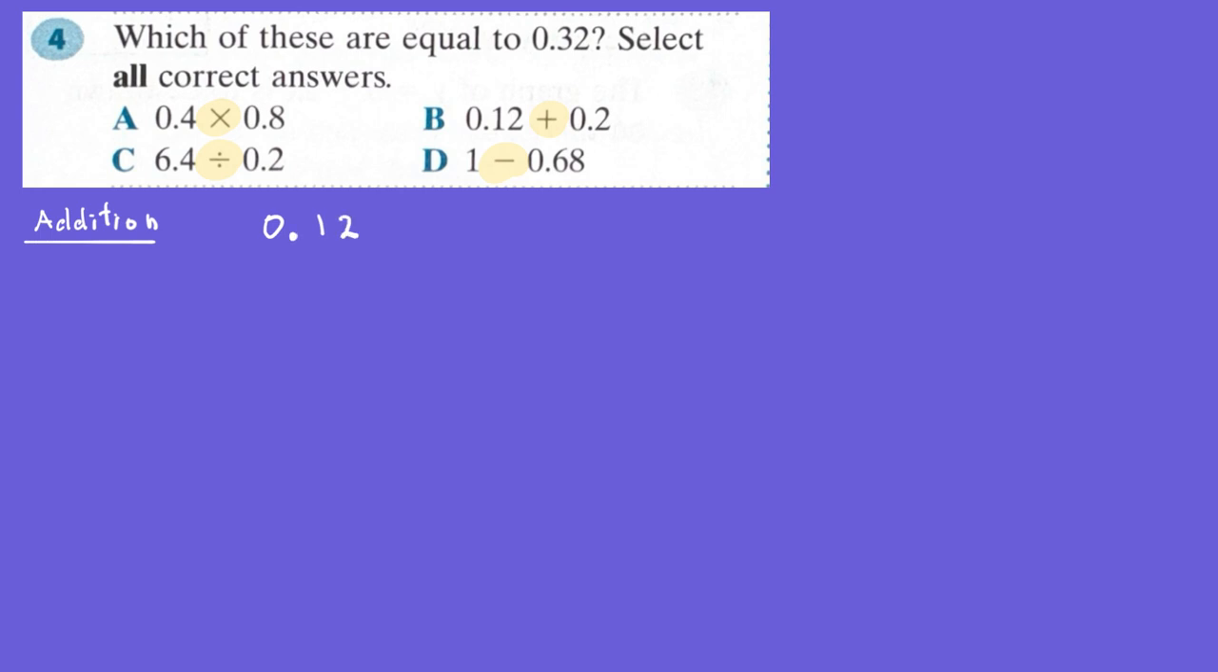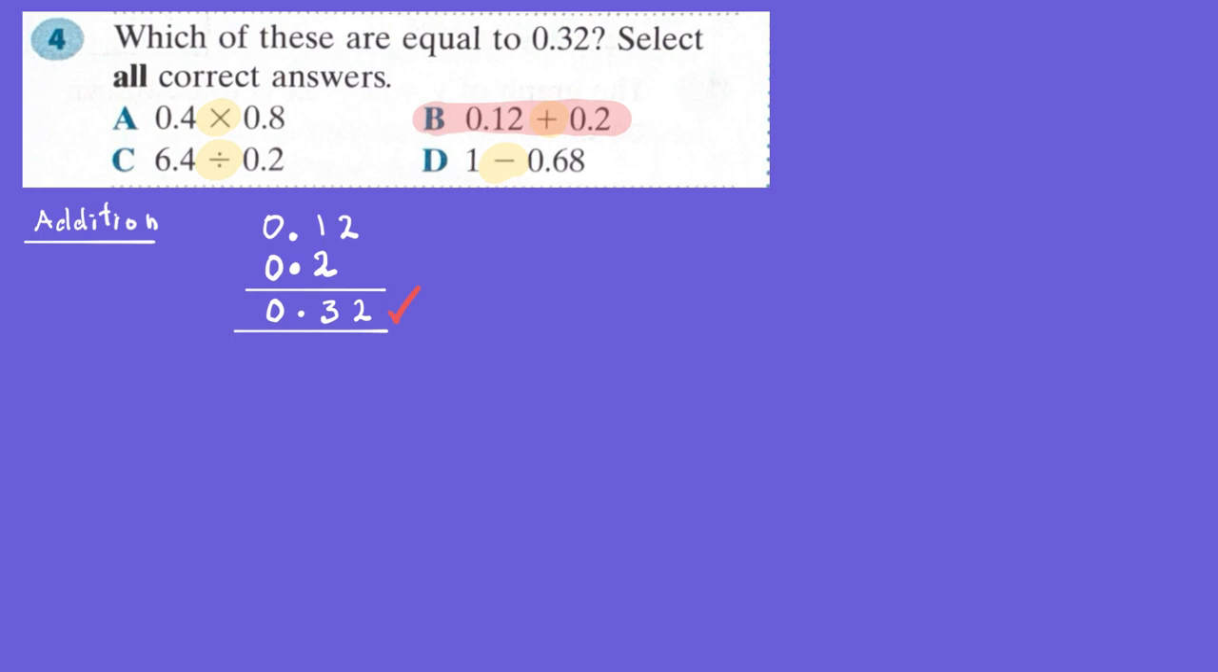So if the decimal point is there, the next decimal point will have to go exactly underneath it, and that's 0.2. Well, after that, adding is straightforward. 2 comes down, 2 and 1 is 3, the decimal point stays here, and 0. And it is actually one of the ones that you want. So we'll highlight B.